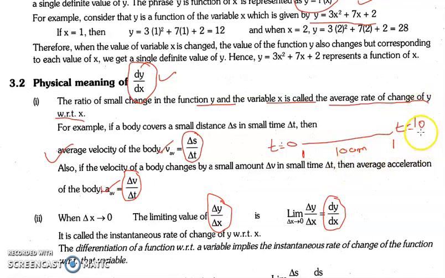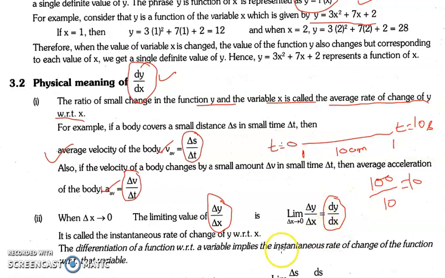And change in time means 10 minus 0, it would be 10. So average velocity would be 100 upon 10, which means 10 meter per second. Okay, let us take the time in seconds. It will be 10 meter per second. This will be your average velocity. So delta y by delta x denotes an average change.